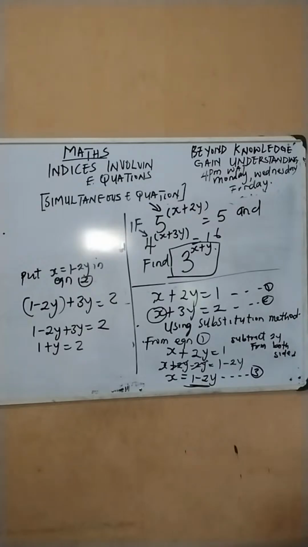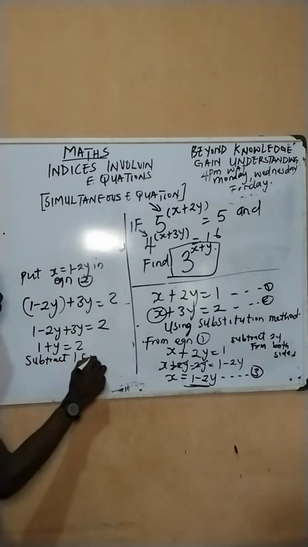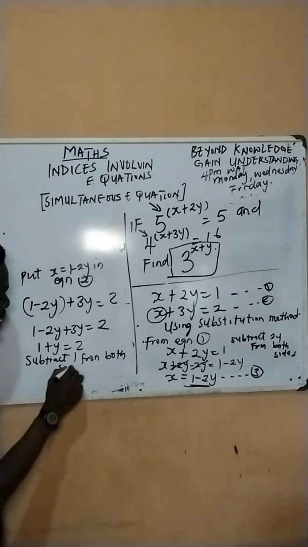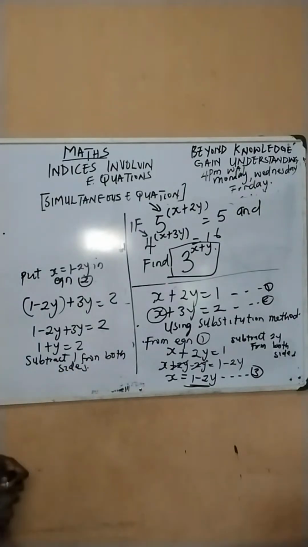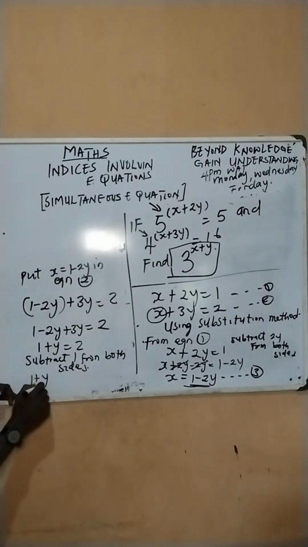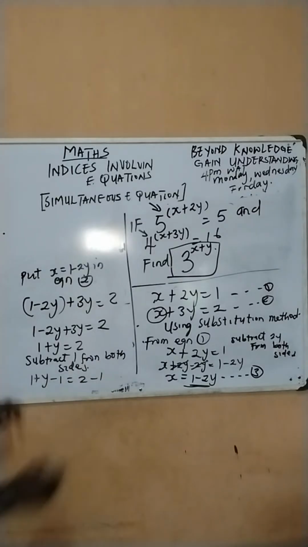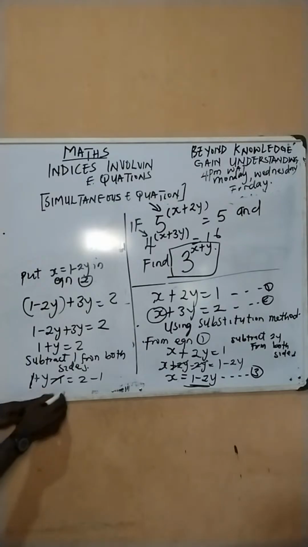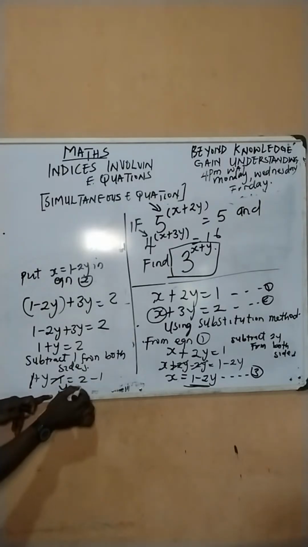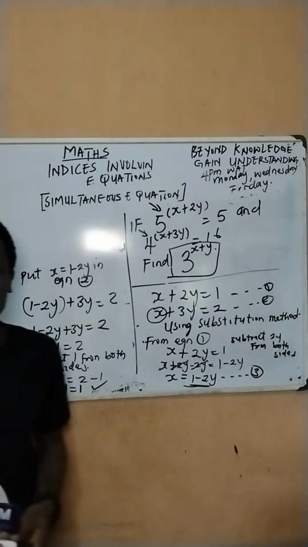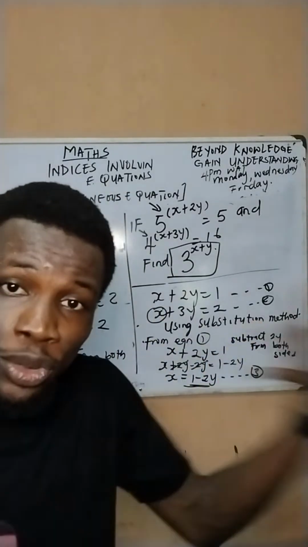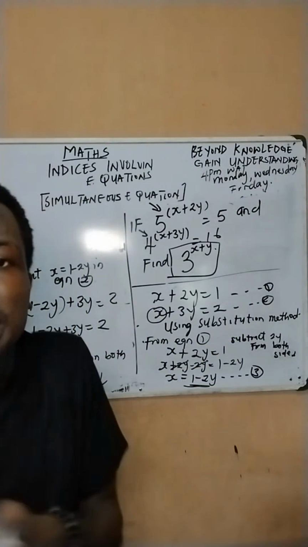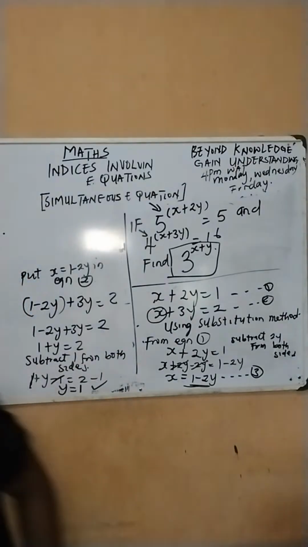When you get to this point, you subtract 1 from both sides. The reason you are subtracting 1 from both sides is so that y will be alone. So 1 plus y minus 1 equals 2 minus 1, so that the 1 cancels the negative 1, and y is equal to 2 minus 1, which is 1. You see, we got the same y equals 1 which we got when we used the elimination method. You are still going to get the same value for both cases.